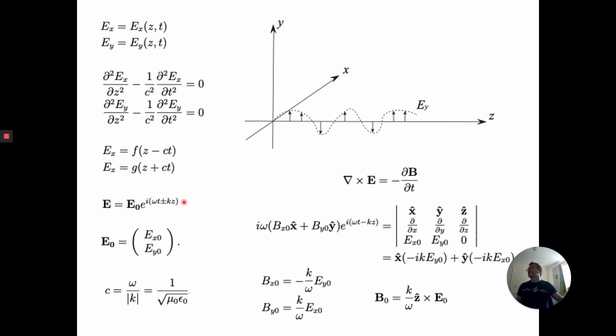And I can describe individual frequencies in the way that I've just shown here: E equals E0 e to the i omega t plus or minus kz, where E0 is the amplitude of that wave.